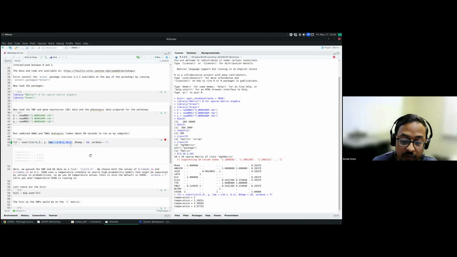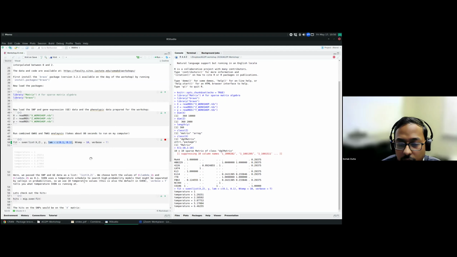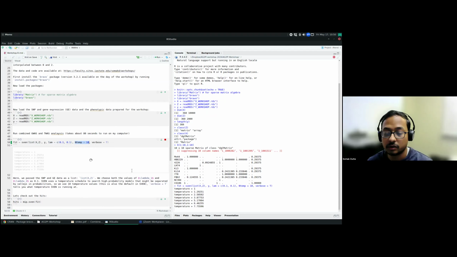Now the rest of the arguments are as follows. lam here is the vector of lambda 1 and lambda 2, and I think the trait could be complex, so I'm using shrinkage values of 0.1 and 0.1. If you don't think your traits are complex, then you can use the default values of lambda, which are n over p squared. Those are smaller. There's this argument, where 10 is the default value, so that's fine. Here I use temperature. SVEN is an optimization algorithm, and it uses a temperature schedule to search among all the models.